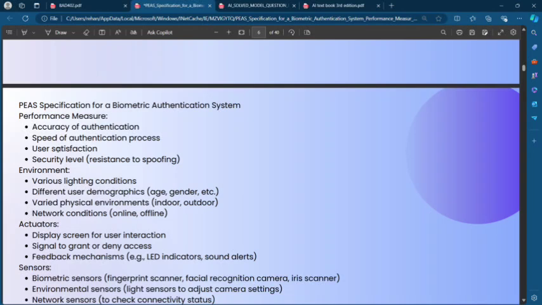Someone, it should not show one photo and then open like that. So that is security level, user satisfaction, speed of authentication process. This falls on the performance level. So the P specification mainly consists of the performance level of whatever the thing is.